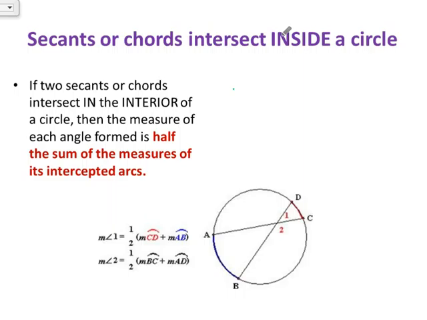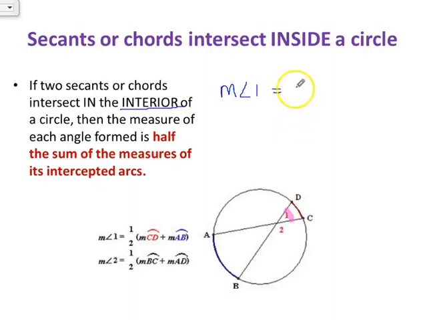All right, so if you've got 2 secants or 2 chords that intersect on the interior of a circle, then the measure of each angle formed is half the sum of the measures of the intercepted arcs. Okay, so let's say we're trying to find the measurement of angle 1 in this diagram down here.